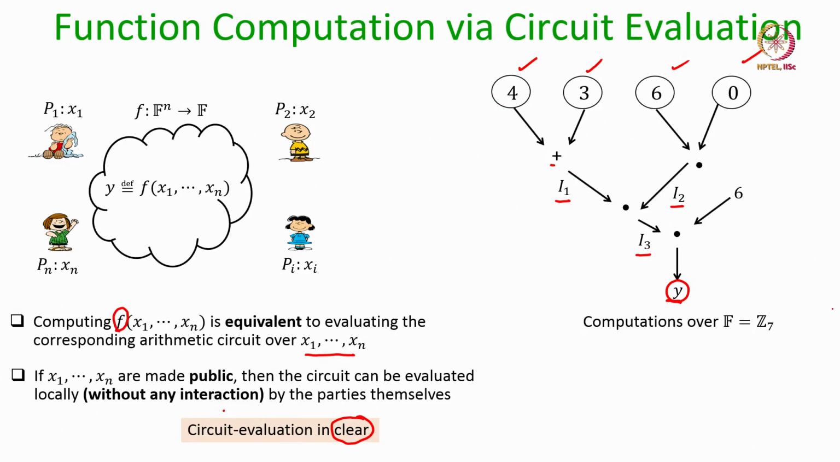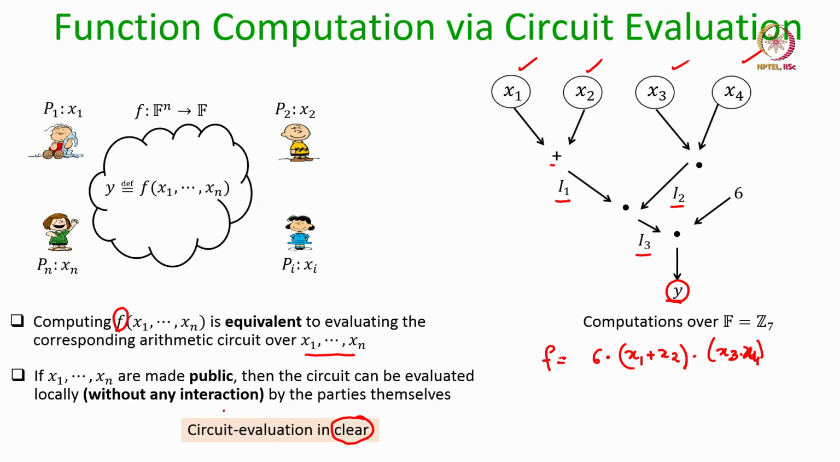Okay. So, for instance, if I take this example circuit which represents the computation x1 plus x2, and then you have the product of x3 and x4, and then that is multiplied by 6. This is the function small f.